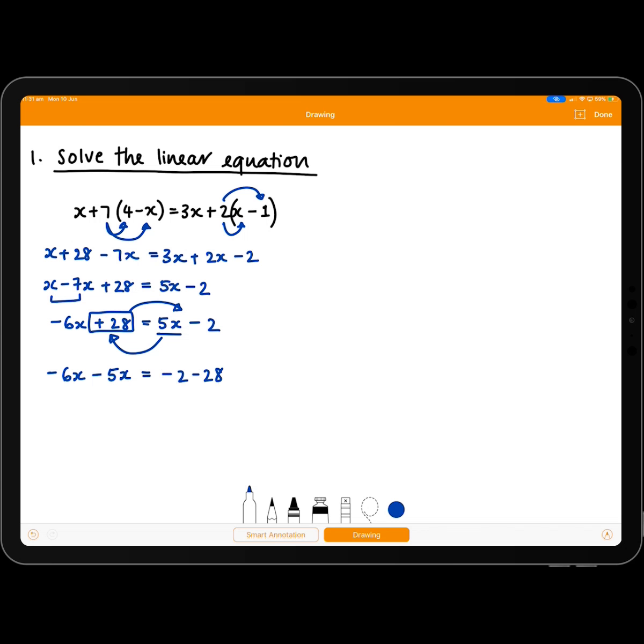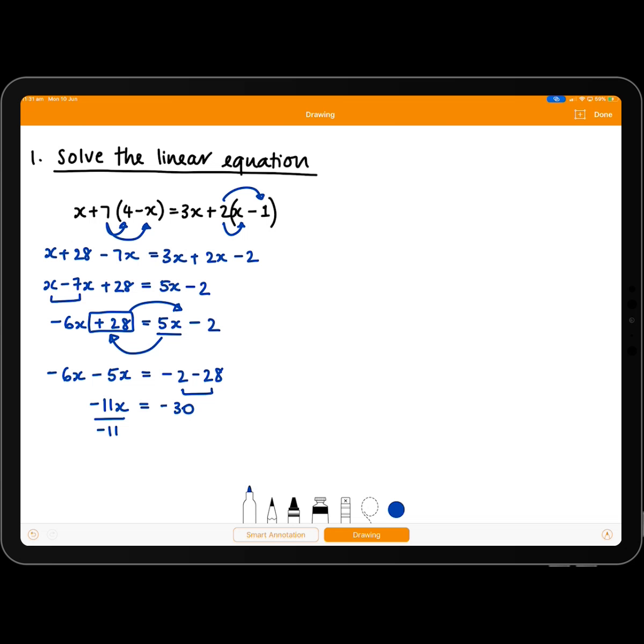So -6x - 5x is -11x, and that equals, so -2 - 28 will be -30. Now, I want to make sure that I've got x by itself, because remember, I'm solving for x. So in doing that, I need to take this -11 from the left-hand side and move it to the right. Remember, we do inverse operations, so if it's -11 times x, then the inverse of that is to divide it by -11.